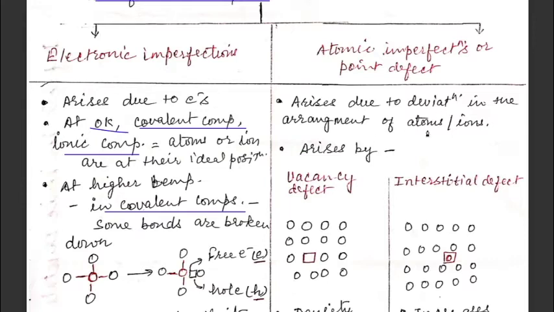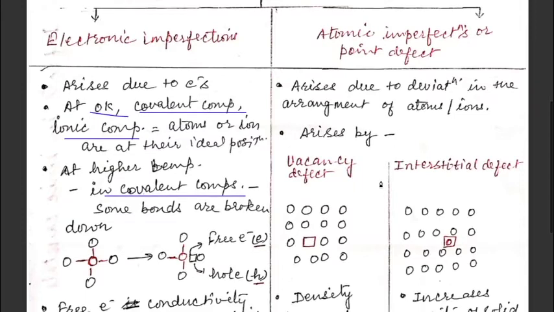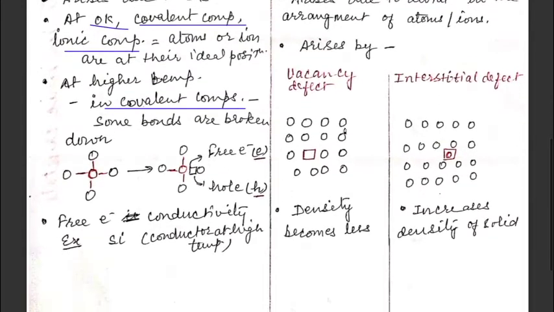The second type of defect is atomic defect or point defect, and these defects arise due to deviation in the arrangement of atoms or ions in the solid. This may again be of two types: vacancy defect and interstitial defect. Vacancy defect arises due to vacancies inside the crystal lattice at the places of ions, and interstitial defect arises due to occupancy of interstitial sites by extra atoms or ions. Due to vacancy defect, density of the crystalline solid becomes less, and due to interstitial defect, its density becomes more.